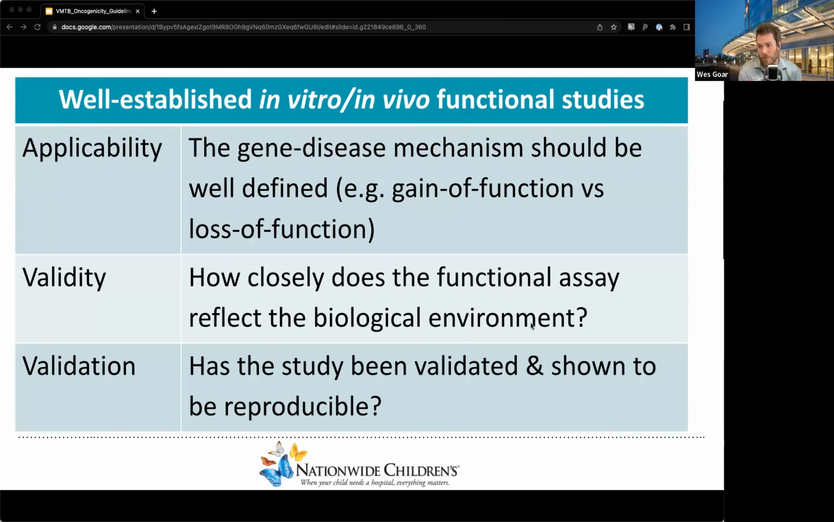Next, and something that you're probably all really familiar with because of this being a long time with ACMG, is establishing guidelines for well-established in vitro and in vivo functional studies. So at Nationwide Children's, we obviously have our own list that we've come up with because of the ACMG guidelines, on what we determine for rules such as applicability, validity, and validation of studies, right? And we have all of these different rules that we can apply. But again, do those actually match with what other institutions consider? And this is why we want to have these conversations.